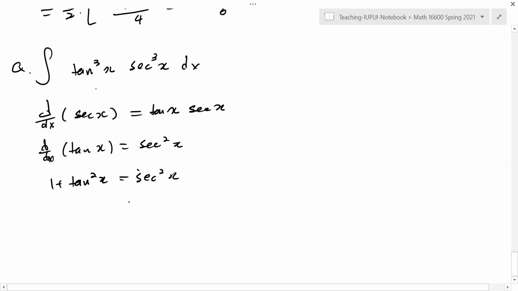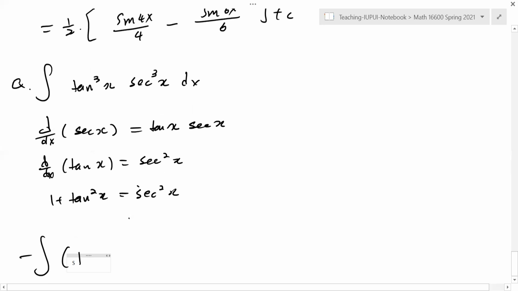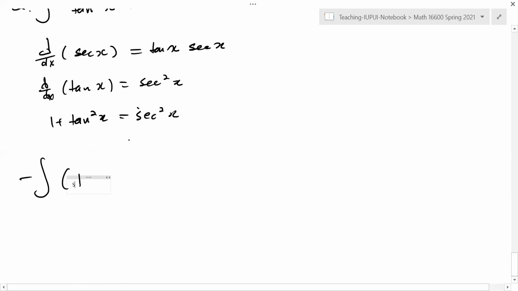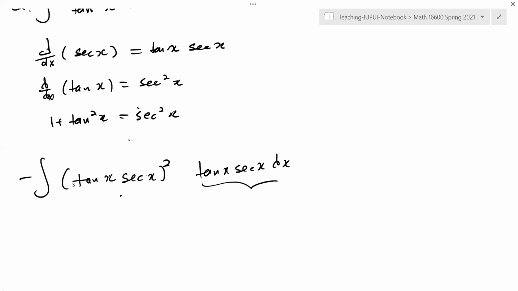What I'm going to do is, for the first part, I separate. Because it's a cube, I can express one factor as tangent x secant x, and the rest as tangent square x secant square x. That's a pretty standard technique. Then I think this is just the du, right? If I let u be secant x. So let u be secant x.